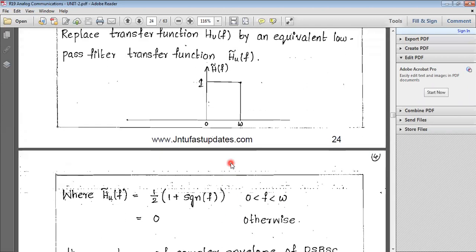According to this we can write, half into 1 plus signum of f between 0 to omega frequencies, or otherwise this value becomes 0.